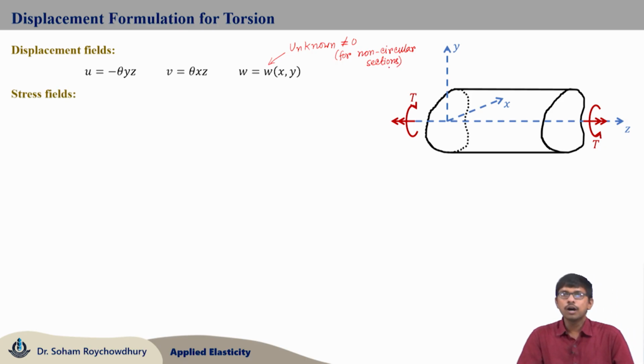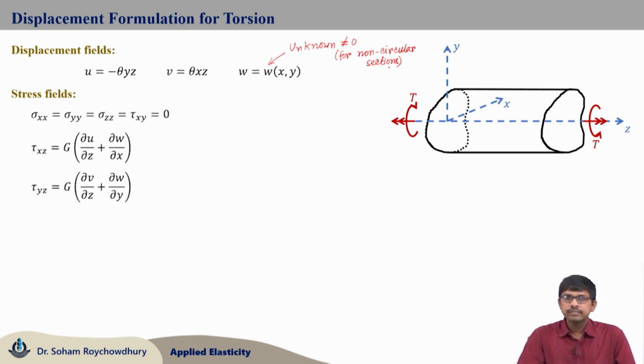Now, using this, if you obtain the strain fields and stress fields, we will be getting 4 stress components to be 0. This we had already discussed: sigma xx, sigma yy, sigma zz, tau xy. These 4 are 0 stresses. Only 2 non-zero stresses are tau xz and tau yz, which can be written in terms of the corresponding strain or the corresponding displacement components as tau xz is equals to g times del u del z plus del w del x, and tau yz is g times del v del z plus del w del y. These are obtained using the simple strain displacement relations.